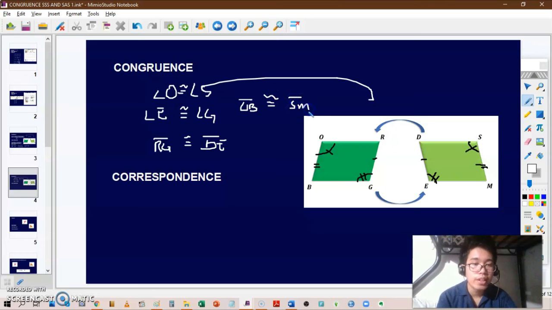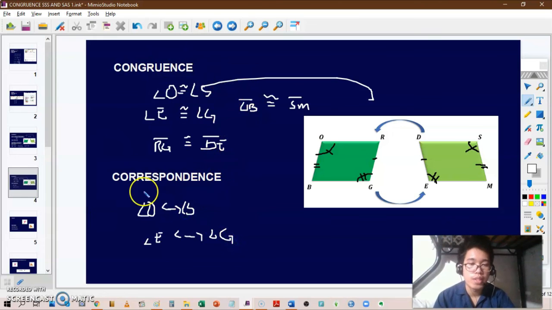For correspondence, a while ago we already mentioned corresponding parts, but we can say that angle O also corresponds to angle S, and angle E also corresponds to angle G, and so on and so forth. So those are our properties for congruence and correspondence.